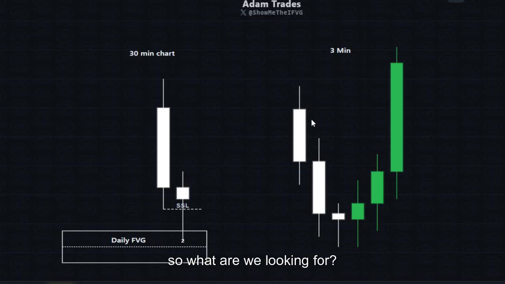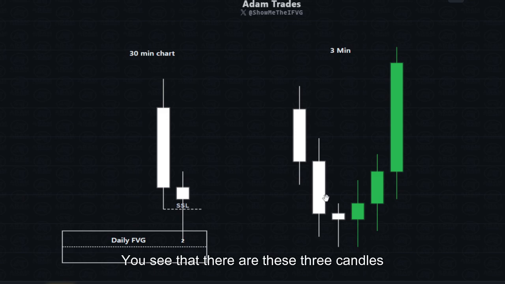Okay, so what are we looking for? A change in the state of delivery. If this is a reversal setup, we are looking for a change in the state of delivery. This is not necessarily a continuation. Continuations, although similar, are somewhat different, so this is primarily talking about reversals. A change in the state of delivery.